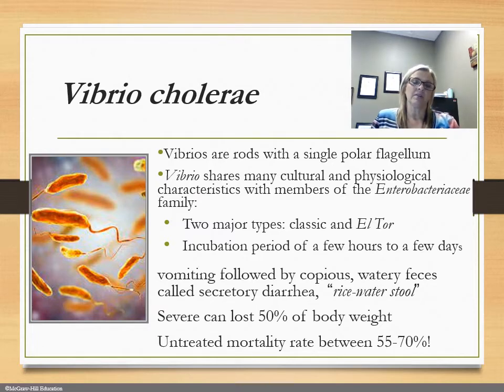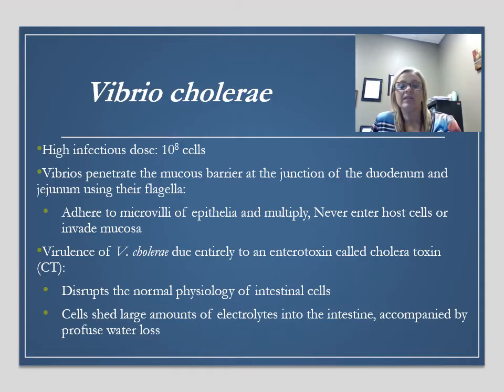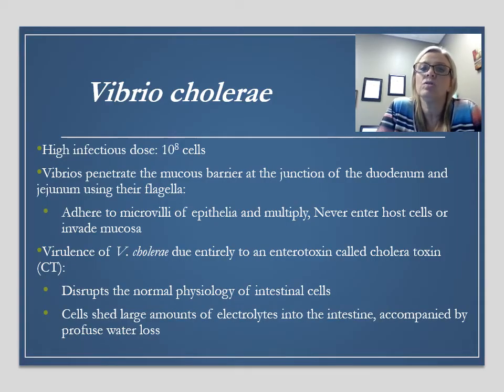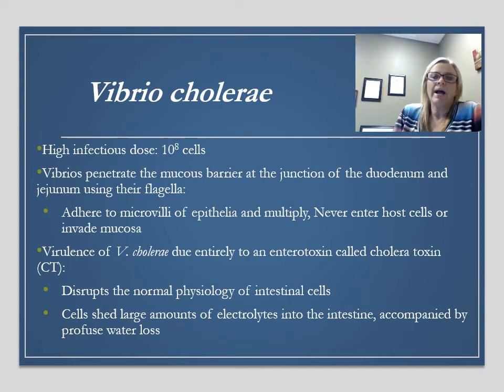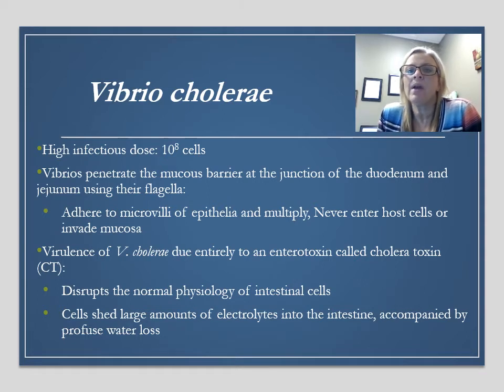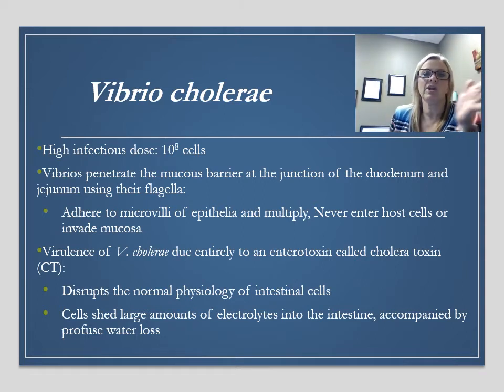This is not necessarily really bad in the U.S., but this is something that you do see in developing countries. This has a very, very high infectious dose, 10 to the 8th cells, so add 7 more zeros behind that 10. These will actually get through the mucus barrier at the junction of the duodenum and the jejunum, and then adhere to the microvilli there and start to multiply. These don't actually get into the host cells, however.